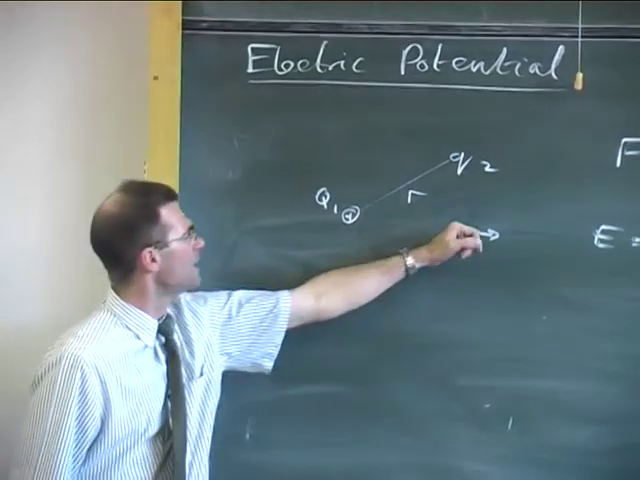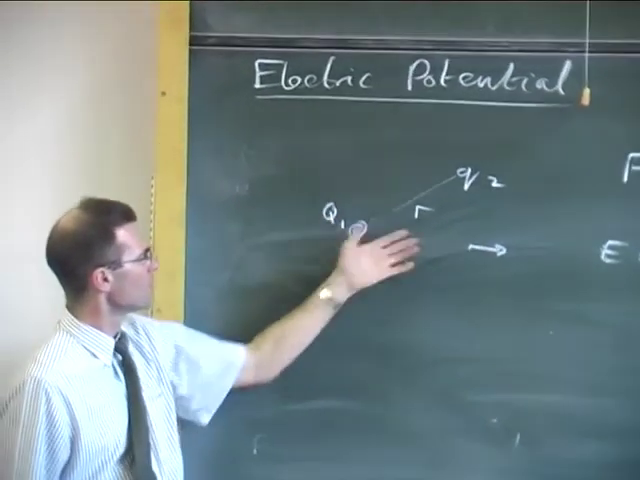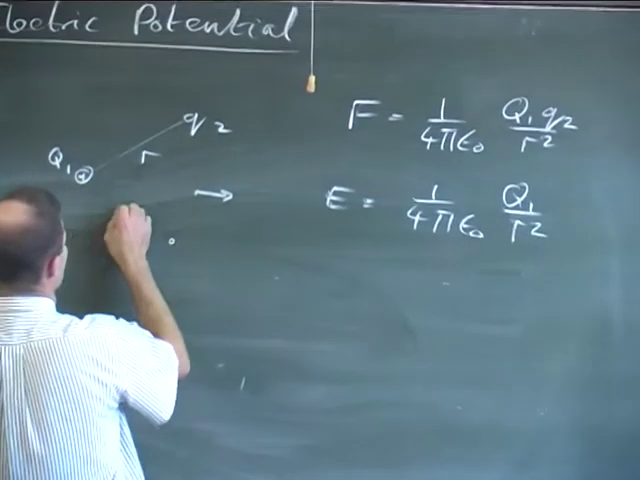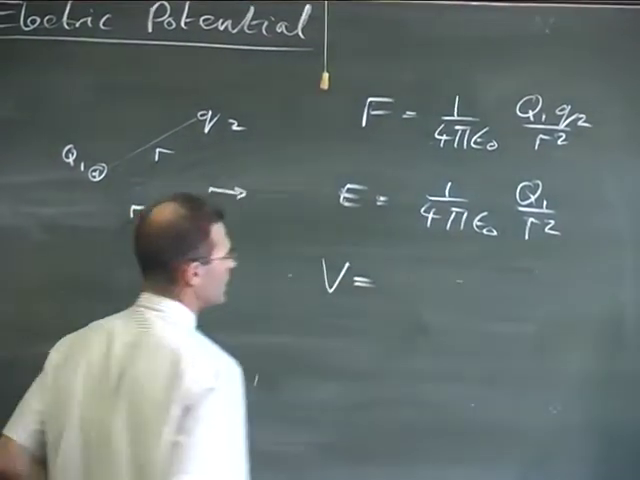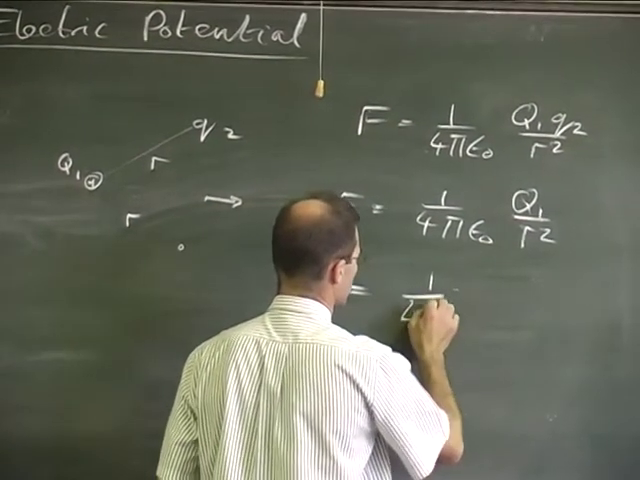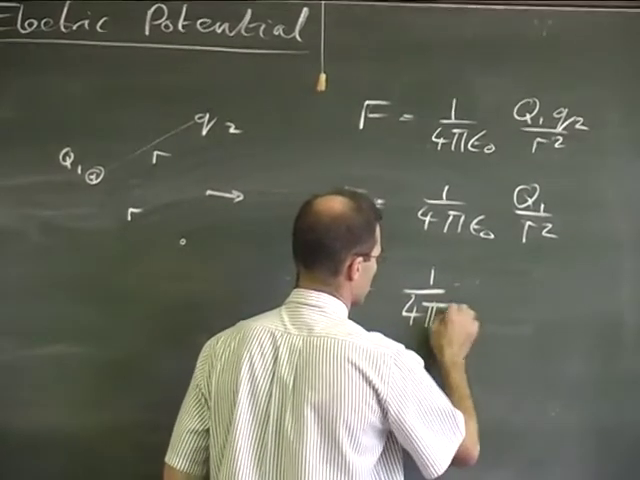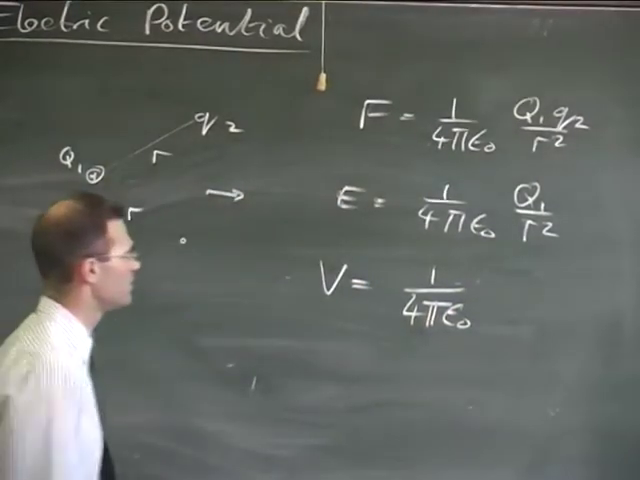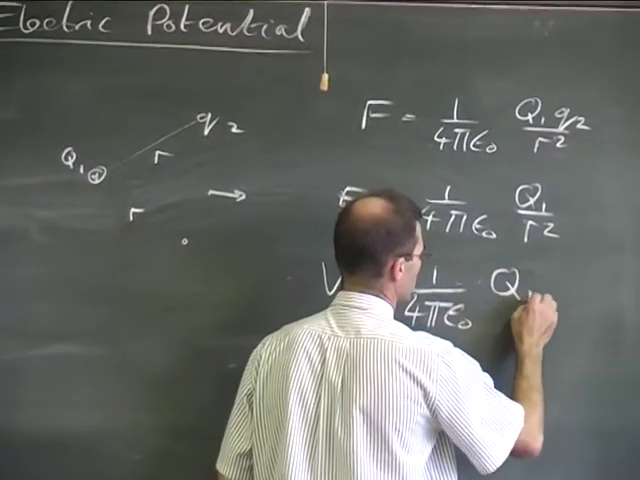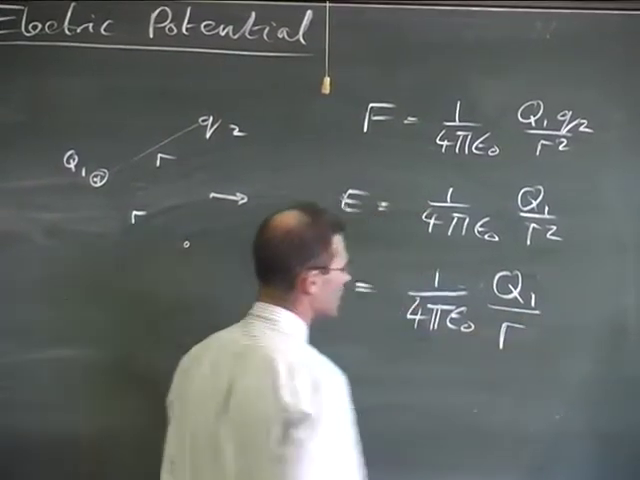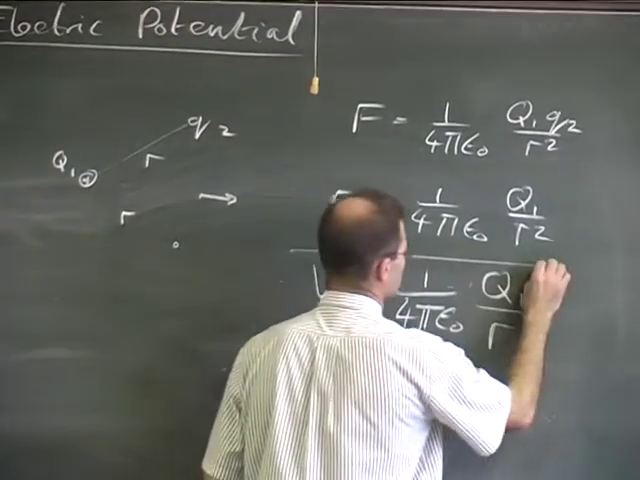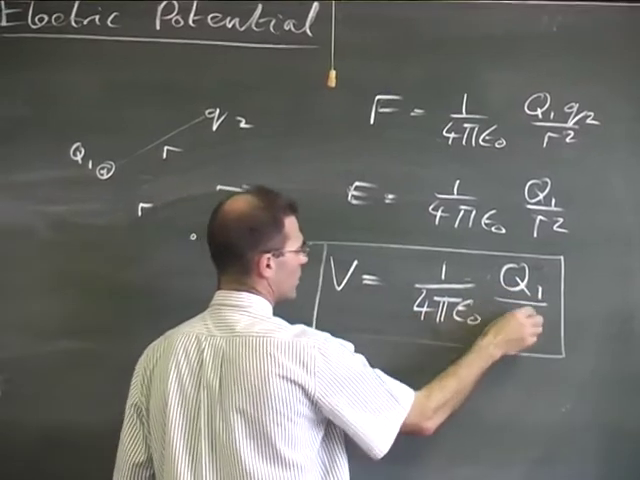So at any particular point here, there must be some potential which can then translate into potential energy. So at any particular point here, r away, the potential at a point has an equation. And the equation for potential is slightly different. It's still that same constant, 1 over 4 pi epsilon naught, where epsilon naught is the permittivity of free space. It certainly depends on the charge that you've got there, Q1, and then you divide it by the distance you are. So for potential, it's just 1 over 4 pi epsilon naught Q1 over r.